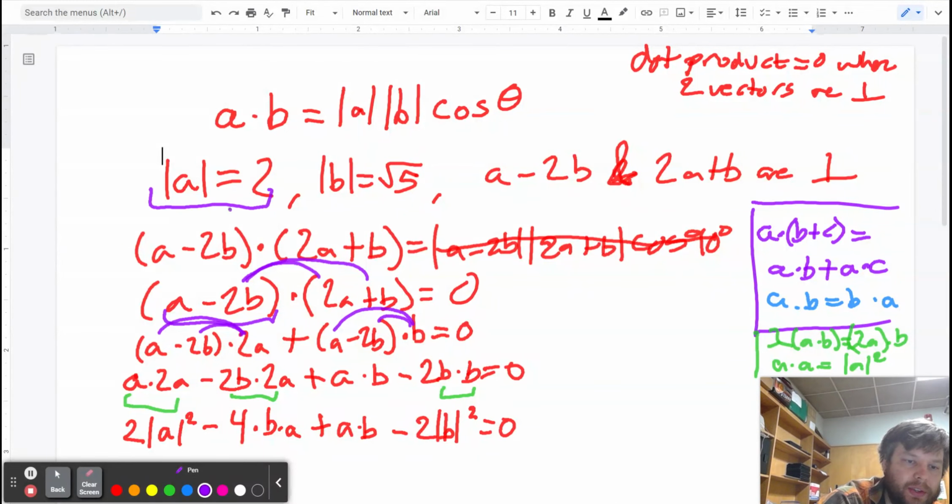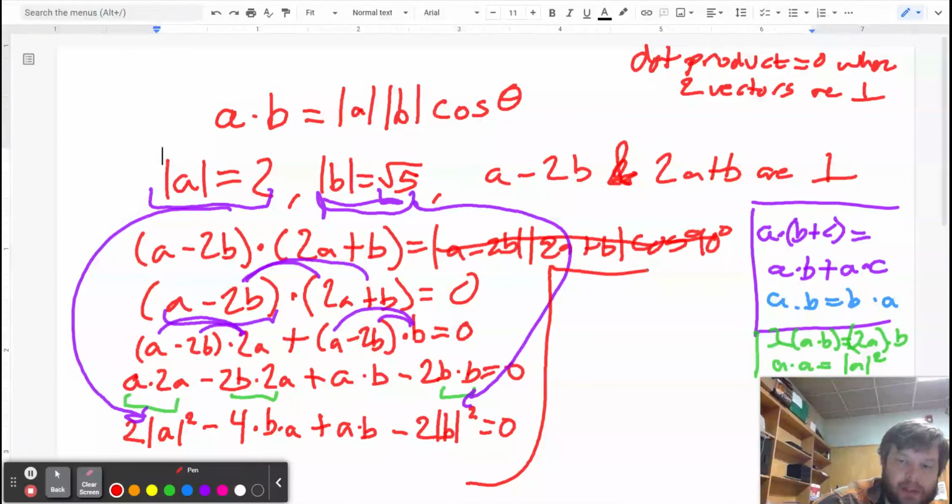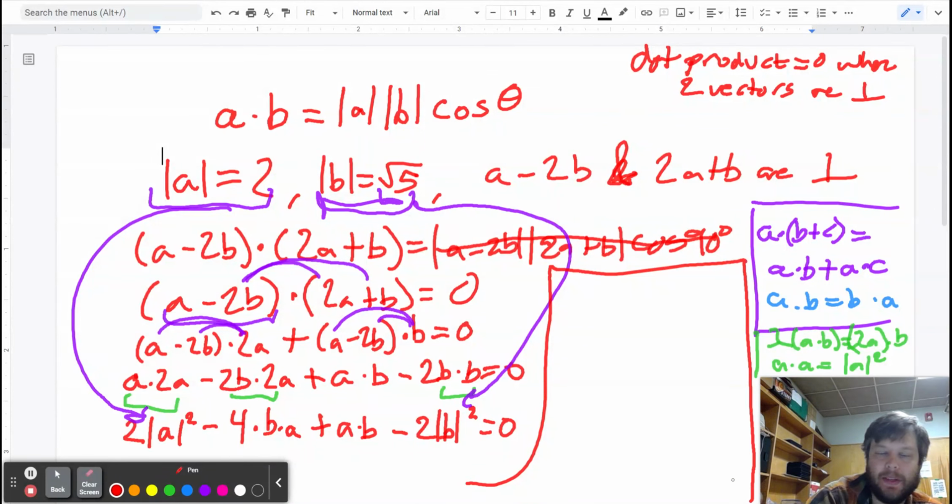We know the magnitude of a is 2. We know the magnitude of b is square root of 5. So now we're really going to get somewhere. So I'm going to see if I can fit it in this little box here. We'll see. Might be a little ambitious. So magnitude of a is 2. So I have 2 times 2 squared.